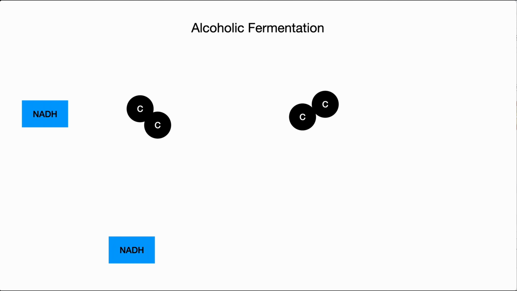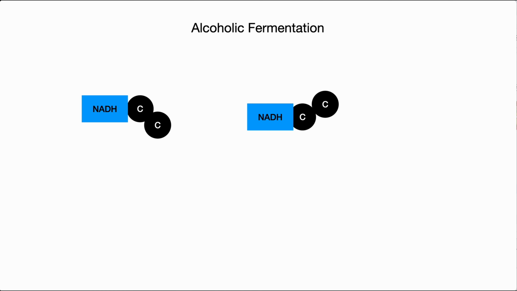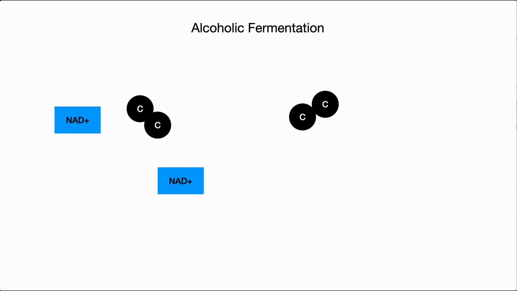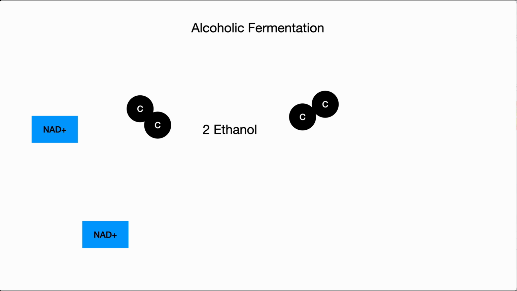So what's going to happen? You need to keep cycling NADH, NAD plus, that electron carrier. So we're going to take NADH, dump some electrons, and those electron carriers will become oxidized. Now you have NAD plus. NAD plus gets sent off to the side, and we're left with 2 ethanol. It should look familiar. That's what we call alcohol, right? And that's why your bread will rise. Or not really. This kind of fermentation is why your bread will rise.